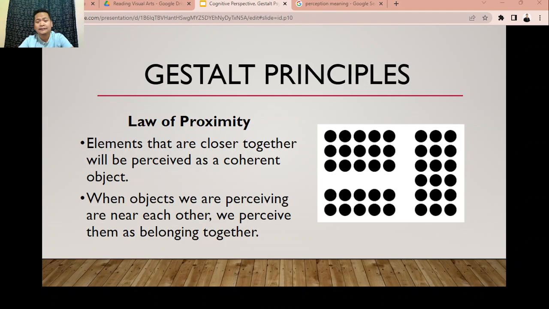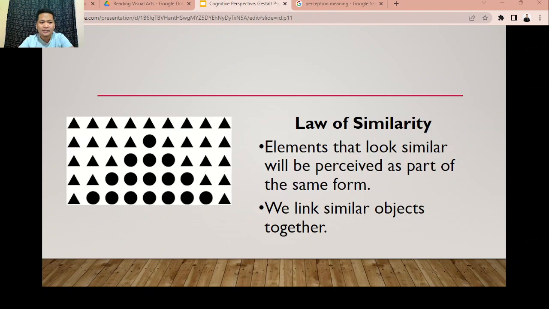Okay, that's one example of the law of proximity. It is applied in organizing the contents that you teach to your students. And then next, we also have the law of similarity.